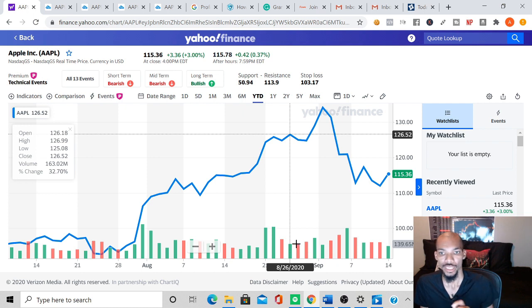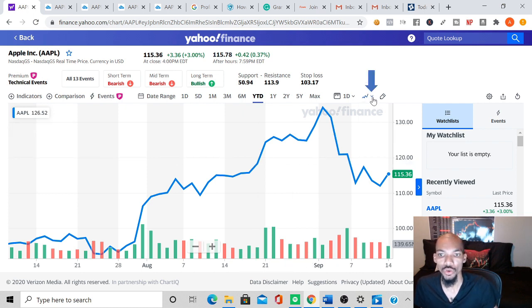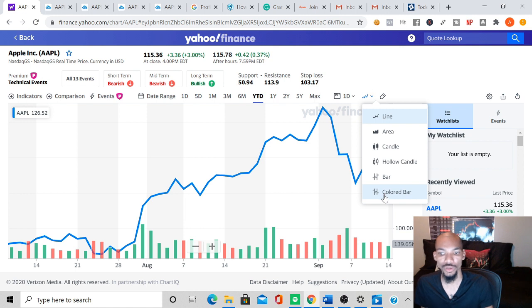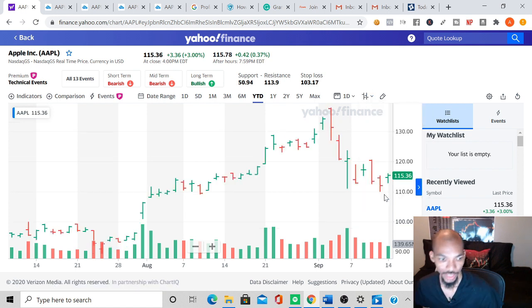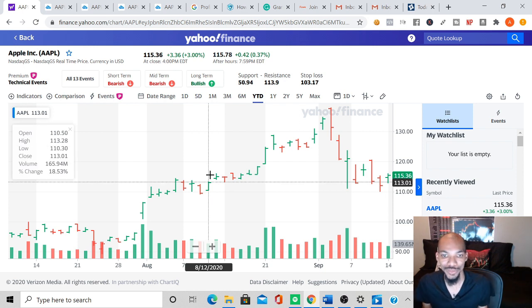The next thing we're going to go over is the bar chart. So we're going to go to the bar chart. Now we see it's a little bit more comprehensive. The previous one was more from an investor perspective, where all we really know is the closing price, looking at it for the longer term. But if you are a trader, you're looking at price action, so the closing price is not enough information.